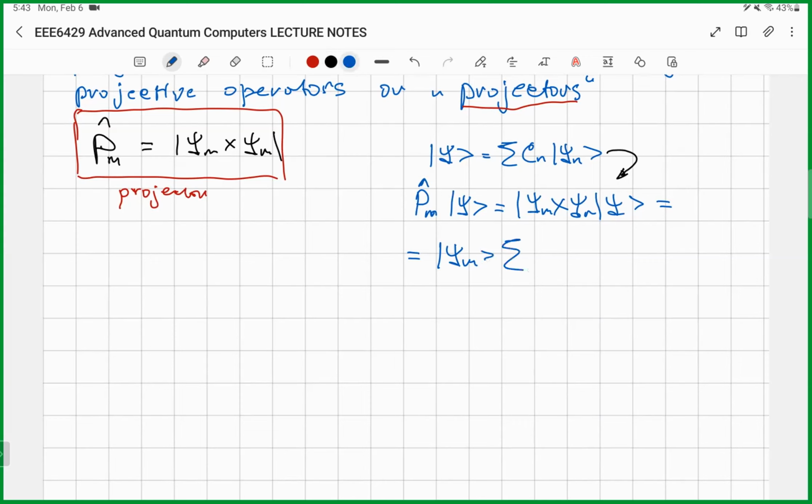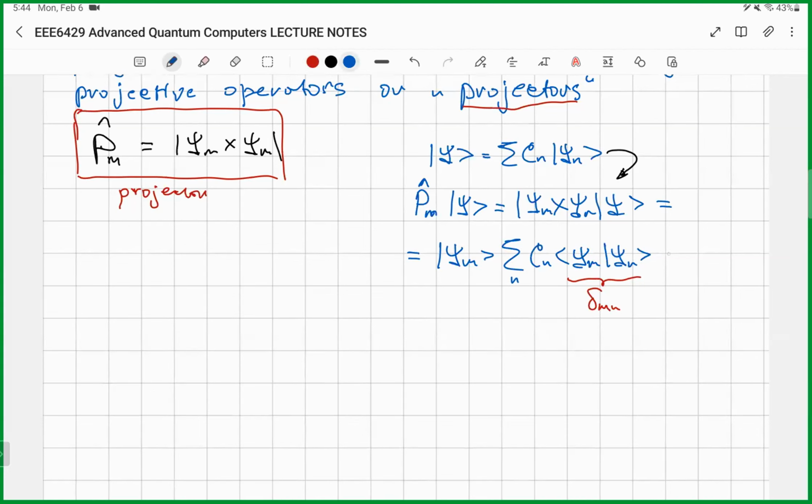I'll get the sum over n. Cn is a constant, so I can take it out from the inner product, and here I will get psi m psi n. You can recognize that this inner product of psi m psi n is nothing but the Kronecker delta, delta mn, which is equal to 1 if m equals n and 0 otherwise.